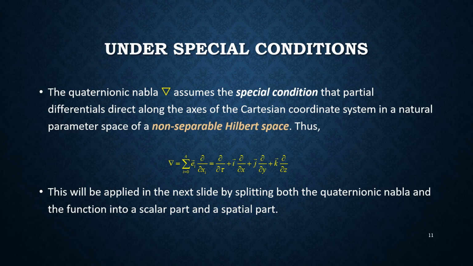The quaternionic nabla assumes the special condition that partial differentials direct along the axis of the Cartesian coordinate system in a natural parameter space of a non-separable Hilbert space. Thus, this will be applied in the next slide by splitting both the quaternionic nabla and the function into a scalar part and a spatial part.